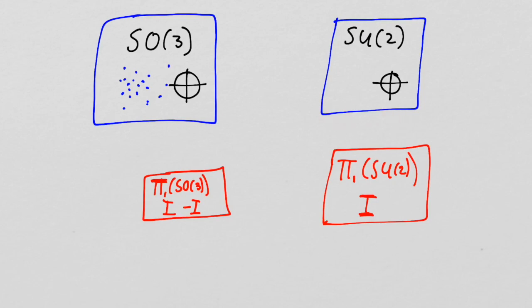Likewise, SU2 had a fundamental group that was trivial. So therefore, SU2 was simply connected. SO3, it turns out, because of this, is doubly connected. The big important takeaway here is that you might think that there's some mapping from SO3 to SU2, that for every element of SO3, there's an equivalent element of SU2.